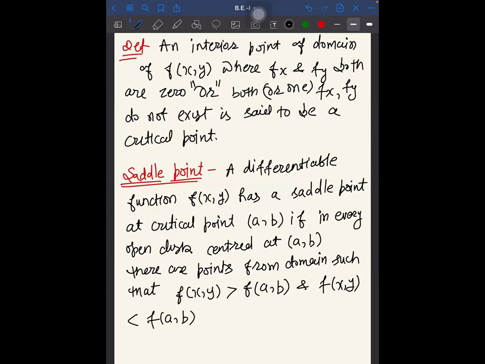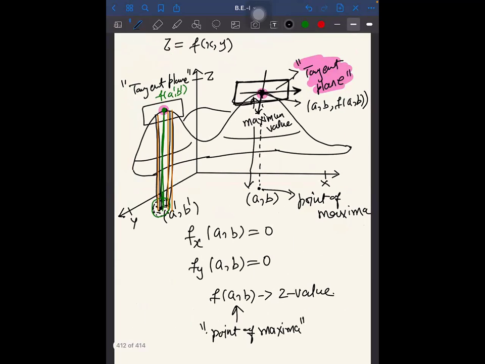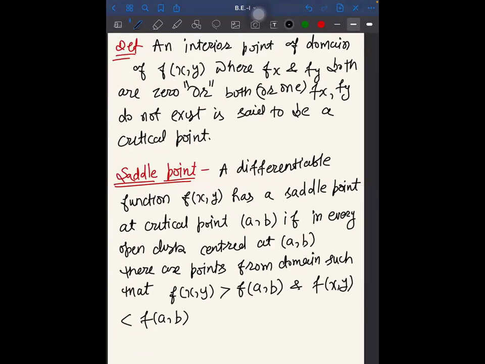What is this saddle point? Before talking about the saddle point, have you ever heard about point of inflection? Yes, sir. What is that point of inflection? Can you tell me? So where f double dash is equal to 0. What does f double dash zero mean? Can you give me some example on that?